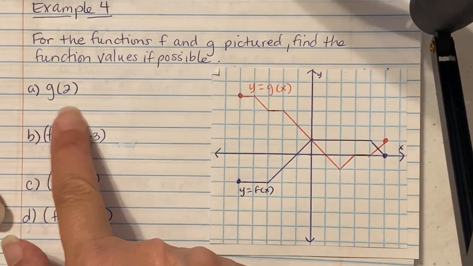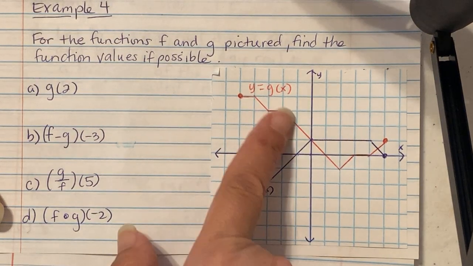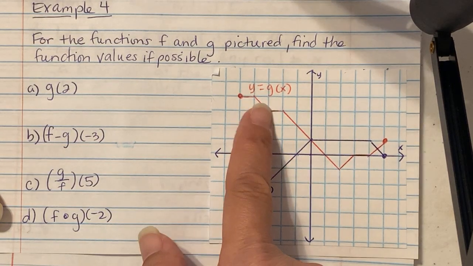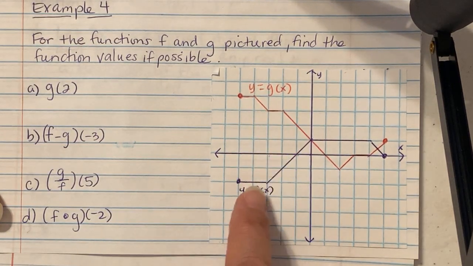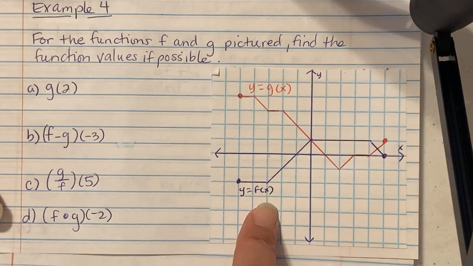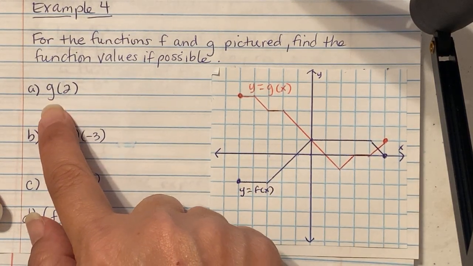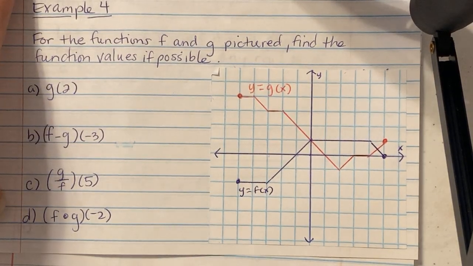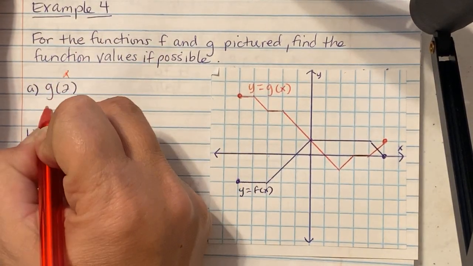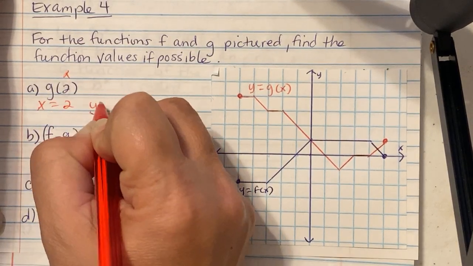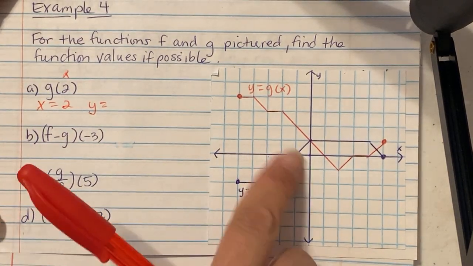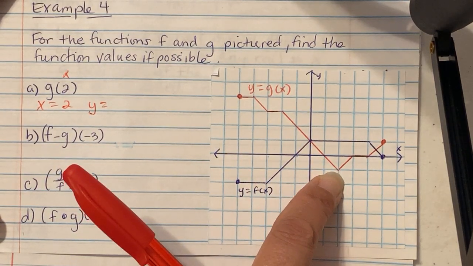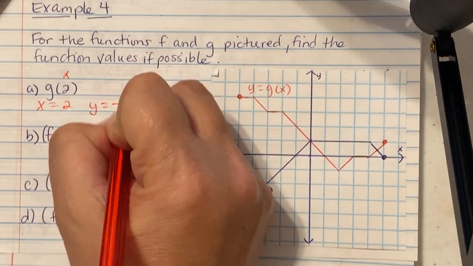On A, they want us to find g of 2. So notice you have your coordinate plane, your x and y axes. The red graph line is your g of x equation. The blue line happens to be your f of x equation. Since A is representing g of 2, remember the 2 represents your x. They want to know if x is equal to 2, where is your y component? So we go to the red line, we go to x equal to 2. My y component is at negative 1, so my answer is negative 1.